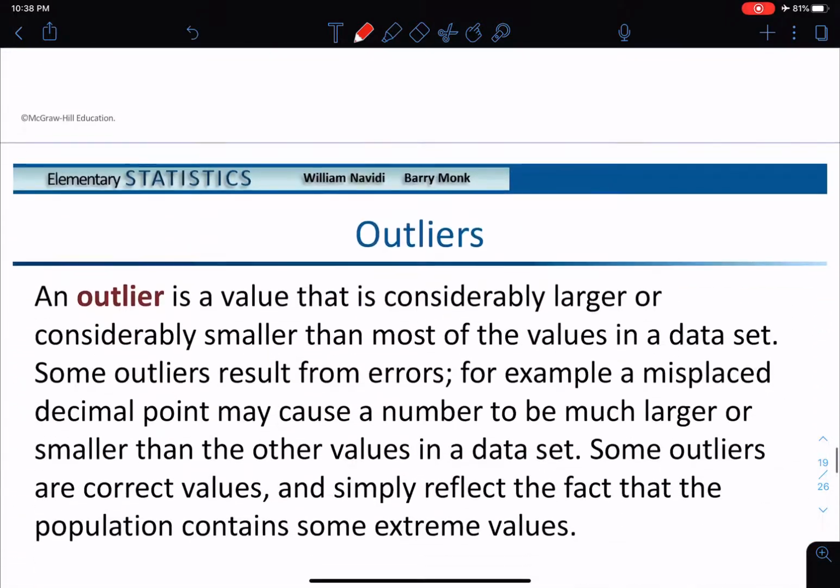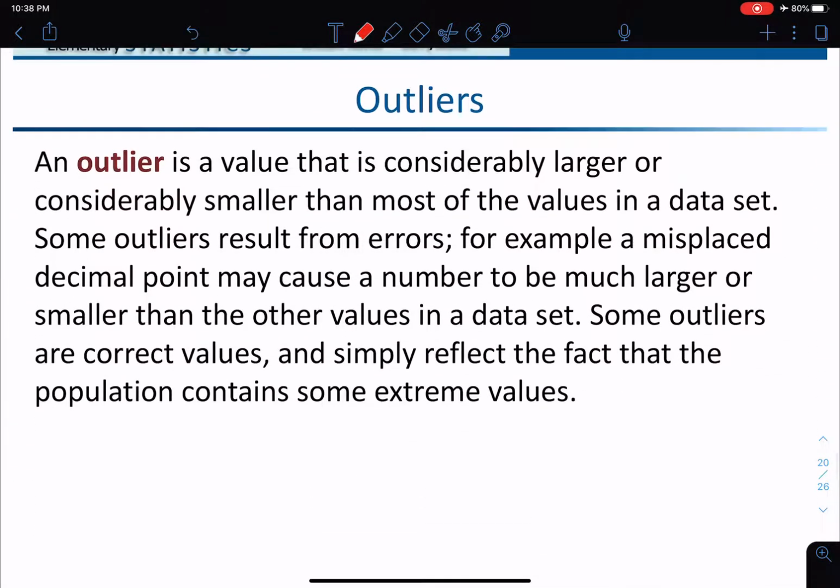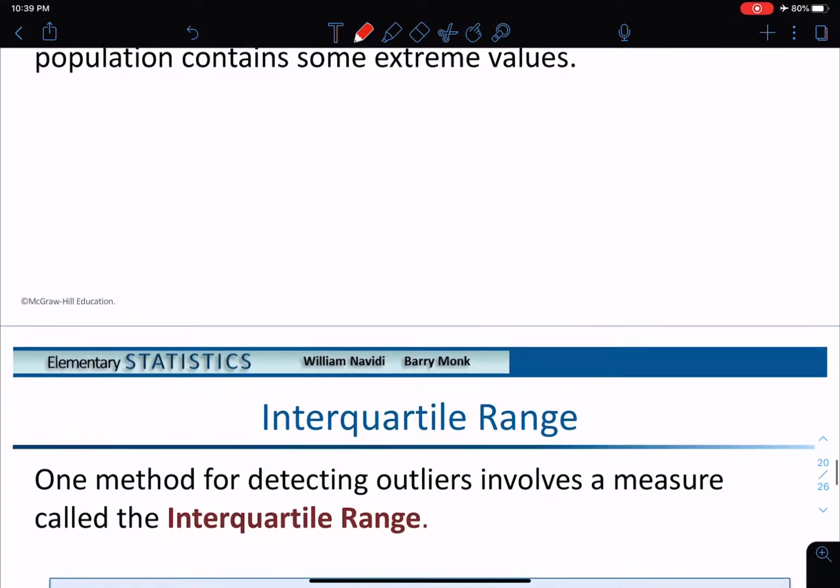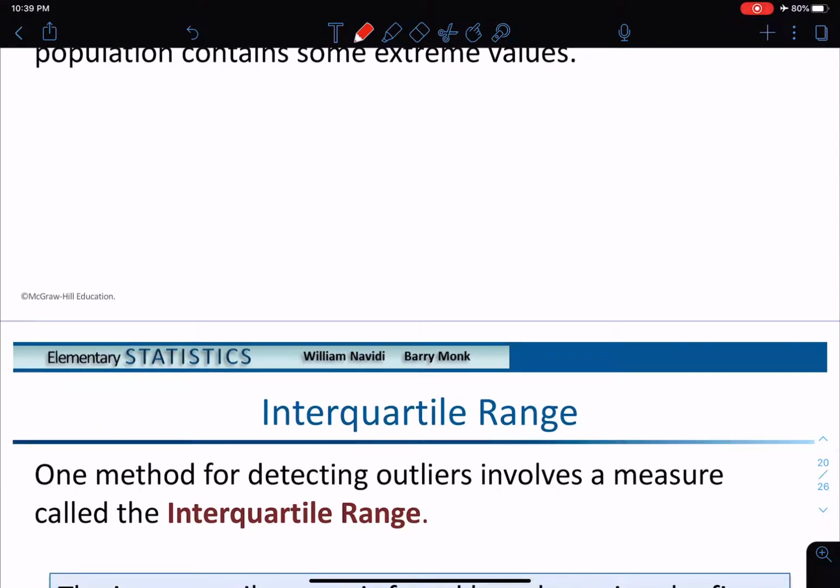Okay. Outliers. An outlier is a value that is considerably larger or considerably smaller than most of the values in the data set. Some outliers result from errors. For example, a misplaced decimal point may cause a number to be much smaller or larger than the others. Some outliers are correct values and simply reflect the fact that the population contains some extreme values in it. So with outliers, as we know, outliers can really screw up our data, especially when we're talking about a mean or different things like that.